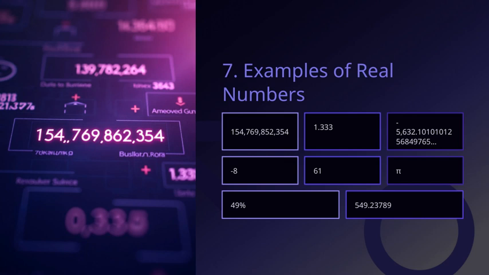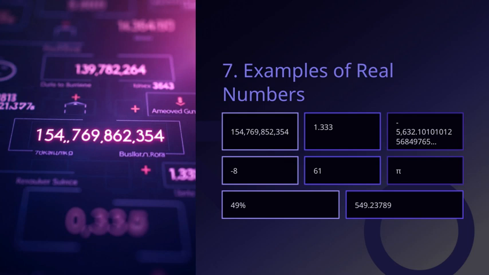The number 61 is a whole number, simple and straightforward. We also have a more complex example, 549.23789, which shows how real numbers can extend to many decimal places for precision. Then, a negative number with many decimal places, -5632.101010125685, illustrating how real numbers can be very precise in scientific or engineering contexts. And finally, we see pi, which is an irrational number. It cannot be expressed exactly as a fraction, and its decimal form goes on infinitely without repeating.